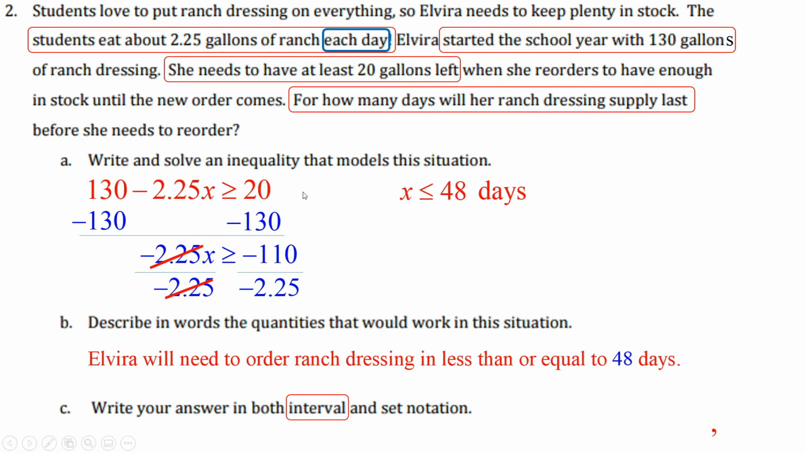That's past tense. So my left bound is going to be a 0, and my right bound would be that 48. Now let me see. Since Elvira could go ahead and put that order in like today, can I put a bracket at that 0? Yeah. And less than or equal to 48 days, I'm going to put a bracket at the 48. So Elvira needs to order her next batch of ranch dressing anywhere from 0 to 48 days from right now, and it will be there on time.